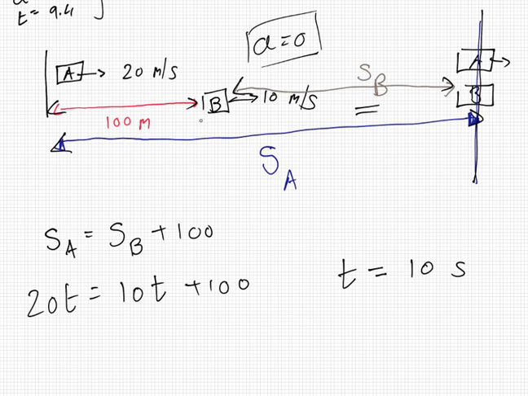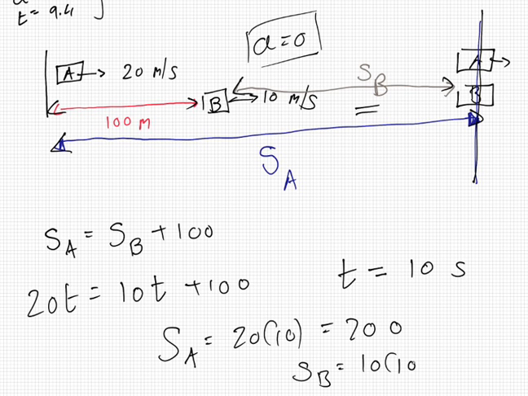So how long until this? 10 seconds. If I want the distance, I can just put it into my formula. So let's say SA would equal 20 times 10. What's that? 200. And then SB would equal 10 times 10, which is 100. So you see what happens is A travels 200, then B travels 100, but it's really in total 200 as well from this line. So they're at the same place.